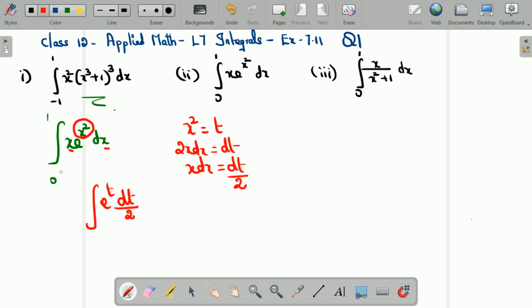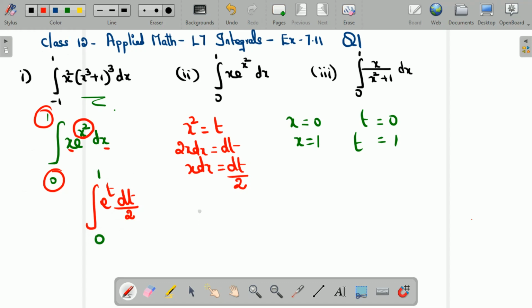Now let's look at modifying the limits. When you put x is equal to 0, then automatically t will also be equal to 0 because 0 squared is 0. If you put x is equal to 1, then x squared is also 1, so t's value is also 1. So the limit is not actually changing. Both the lower and the upper limit continue to remain the same, so it is 0 to 1.